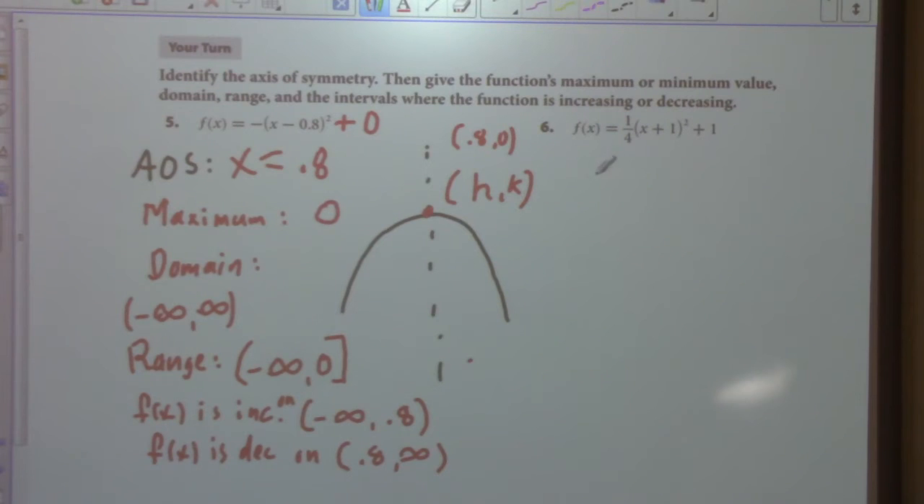Okay, for this one here, number 6, what is our axis of symmetry?